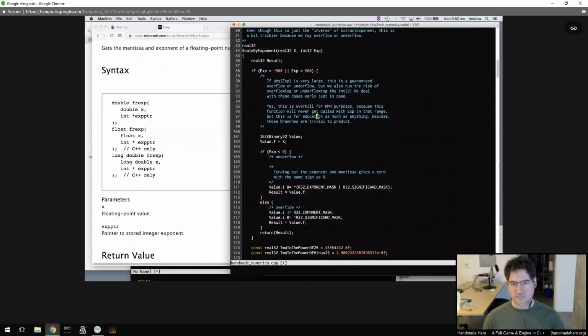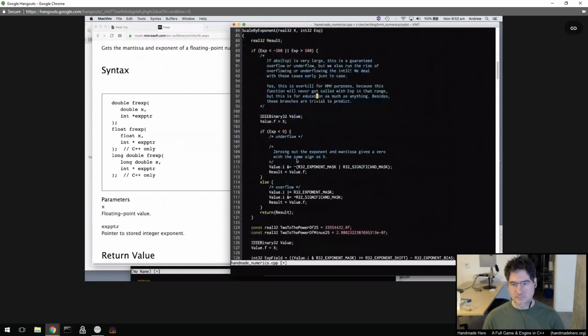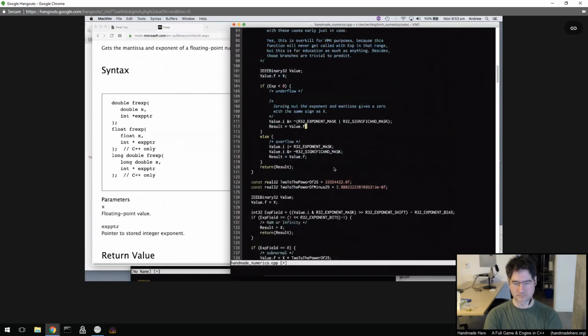If it's less than 0, then we return a 0 with the same sign as x. That is, we preserve the sign bit. So this is flow correctly according to the standard. If you underflow a negative number, you get -0. Sorry, Handmade Hero users, you're going to get -0s if you try this, but don't. An underflow is probably a mistake anyway, unless you don't care that it's close enough to 0. And again, for an overflow, we return infinity.